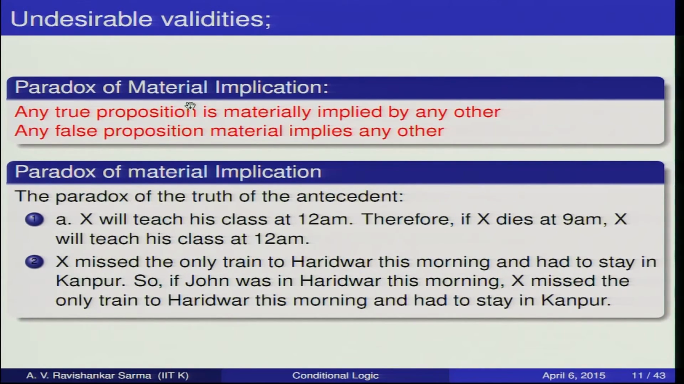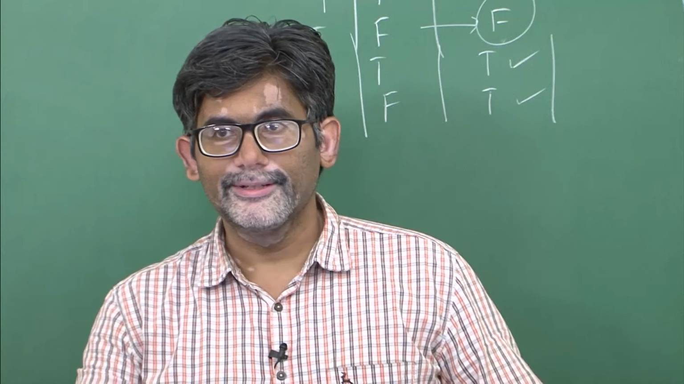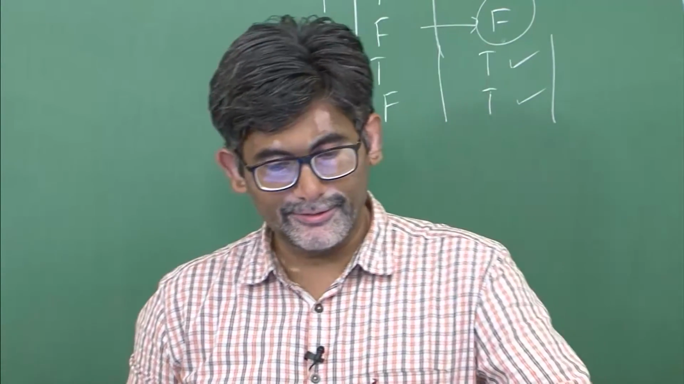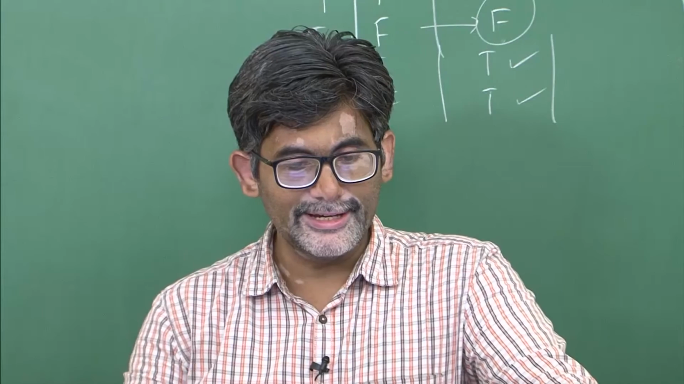That means P should be implied by any strange kind of proposition. A strange kind of proposition is, X met with an accident. Or suppose you say that X missed the only train to Haridwar this morning and had to stay in Kanpur, so John was in Haridwar this morning. So the idea here is that we do not want a true proposition to be implied by any strange kind of proposition.